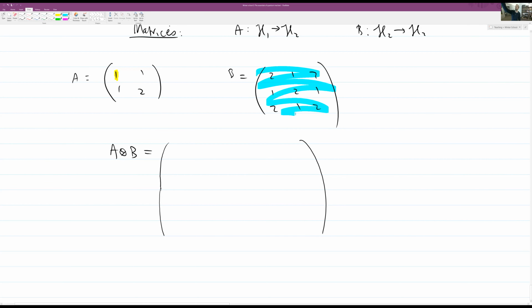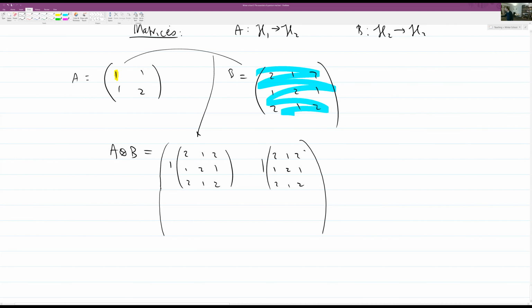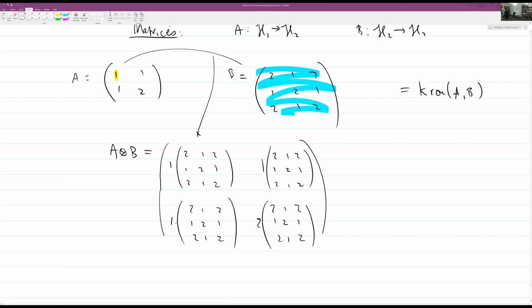So I'll just go ahead and write this out. We get 1 times the matrix 2, 1, 2, 1, 2, 1, 2, 1, 2. And then we take the second entry, 1, times the same matrix. And then we get another 1, and then 2, each times B. That's how you build up this tensor product of A and B. This is also, by the way, in MATLAB, or I guess Python, written kron(A, B).